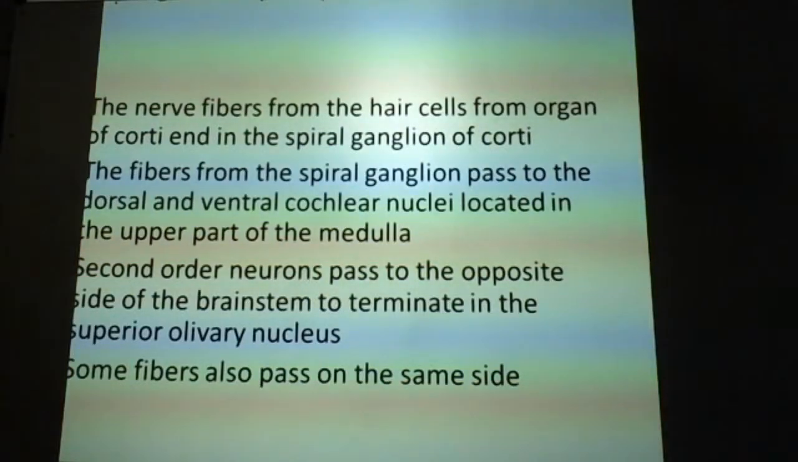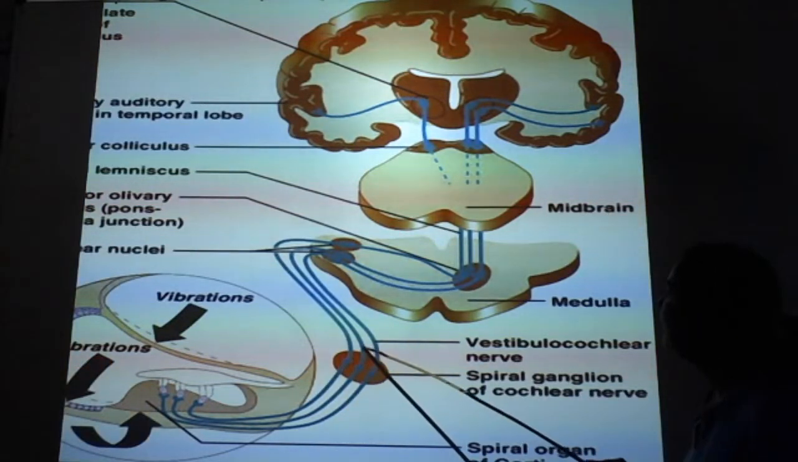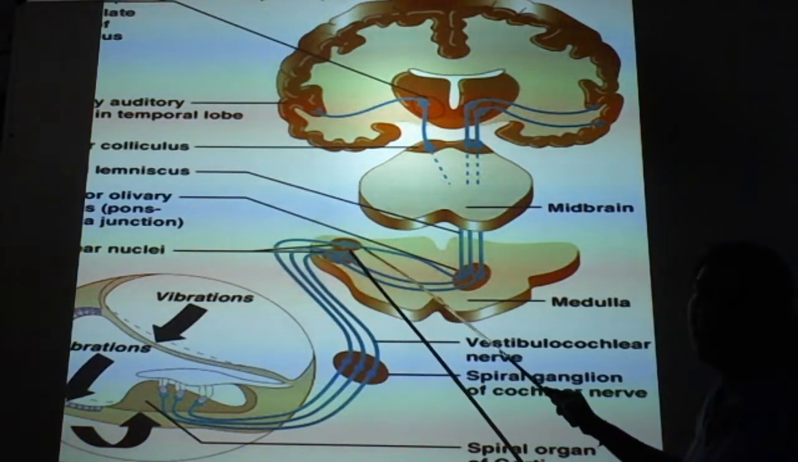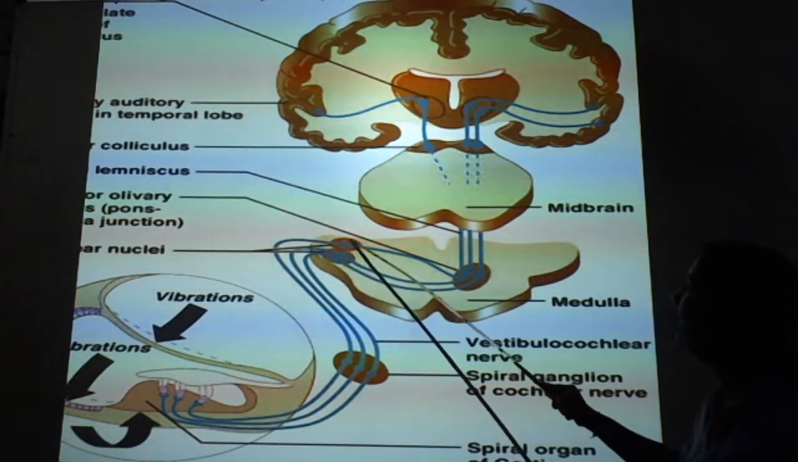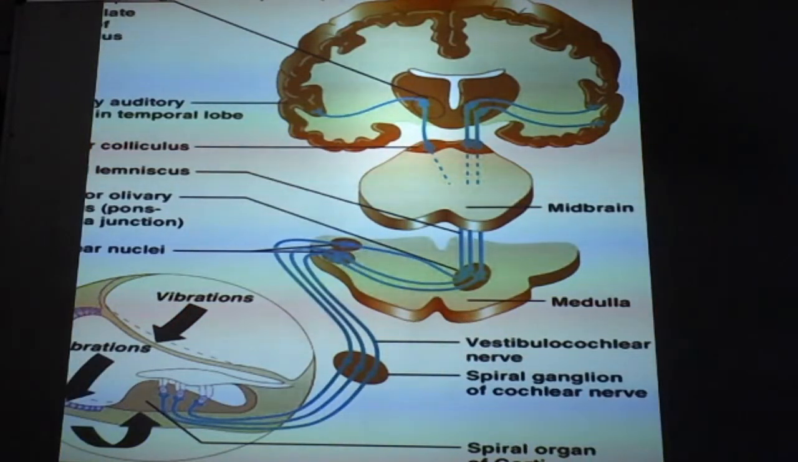The fibers from the spiral ganglia pass to the dorsal and the ventral cochlear nuclei, which are located in the upper part of the medulla. So from the spiral ganglia, these fibers go and synapse where? They synapse in the dorsal and the ventral cochlear nuclei, which are present in the upper part of the medulla.